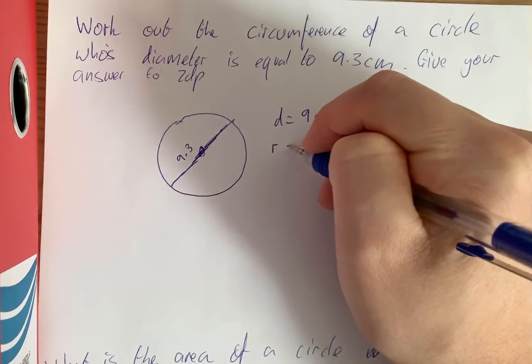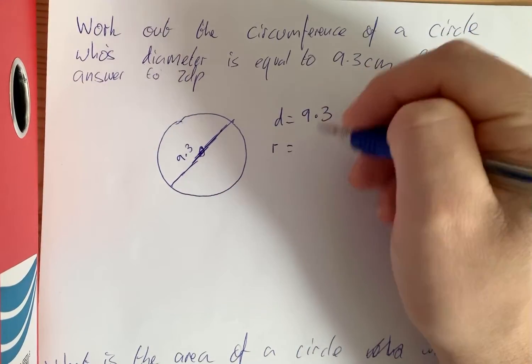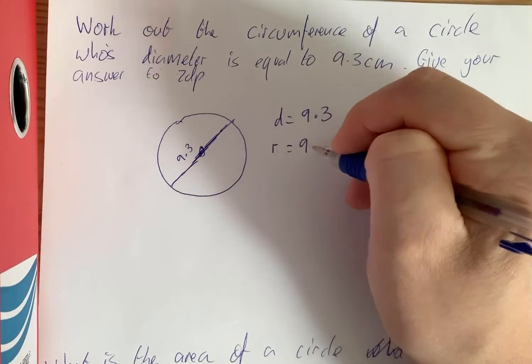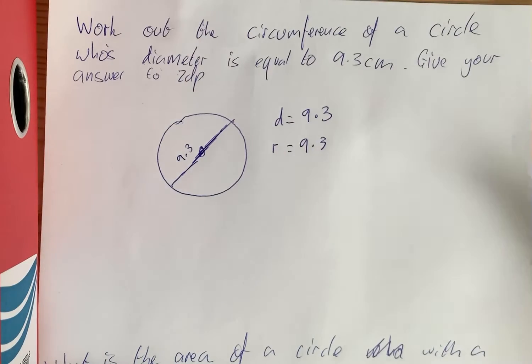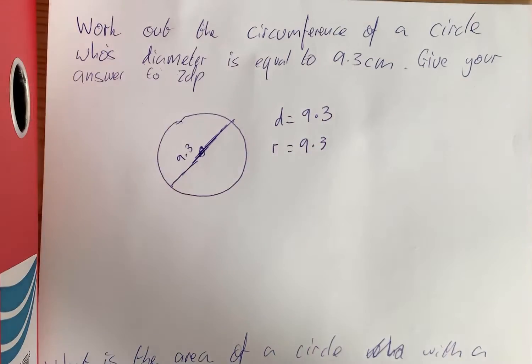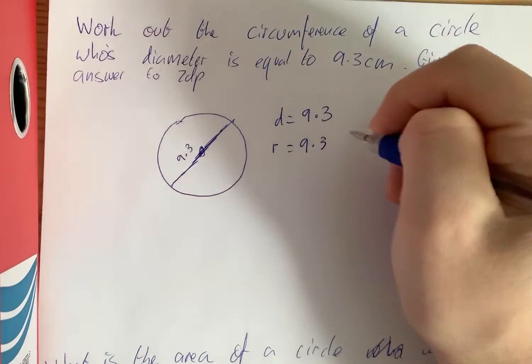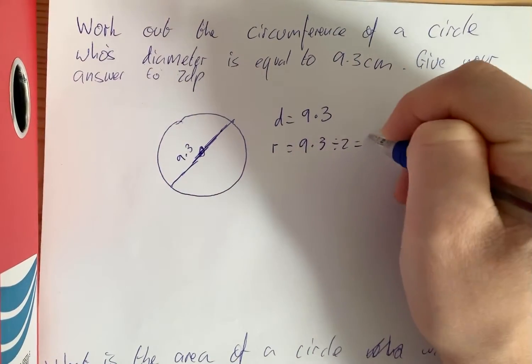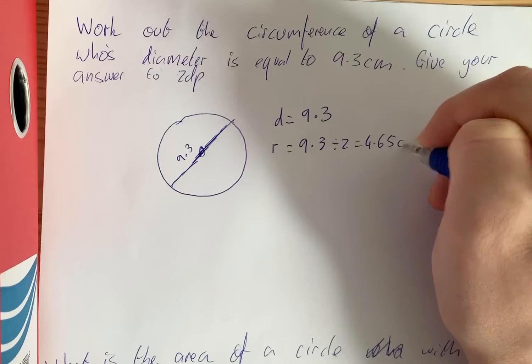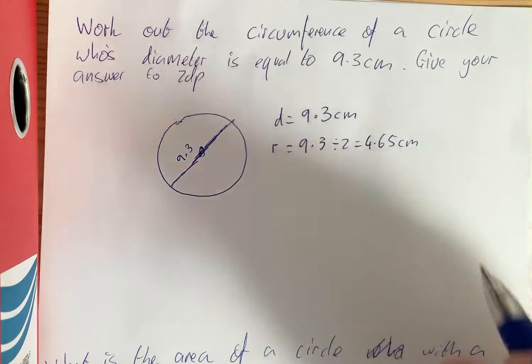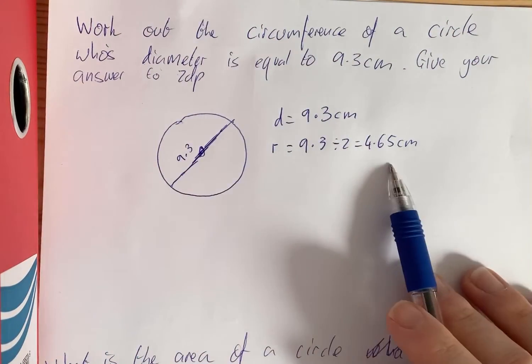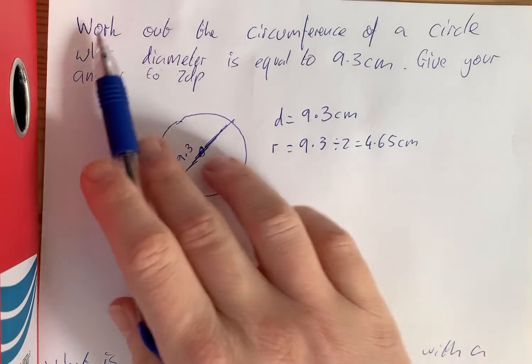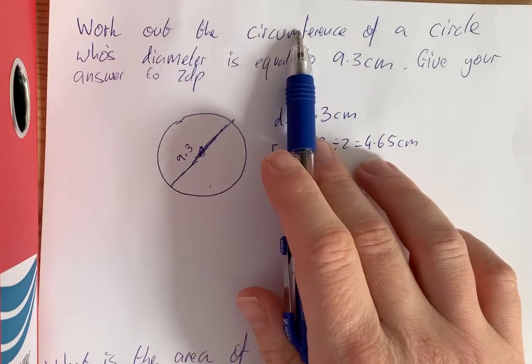So the radius, and I'd always get into the habit of writing both down, okay? The radius is 9.3 divided by 2, which gives me 4.65 centimeters. Okay, so I've written out my key information. I've got a little diagram here. I'm just going to double check, work out the circumference of a circle.